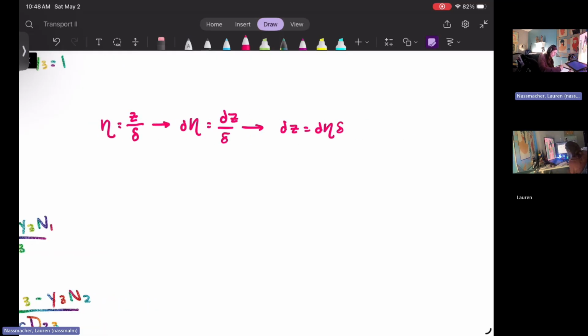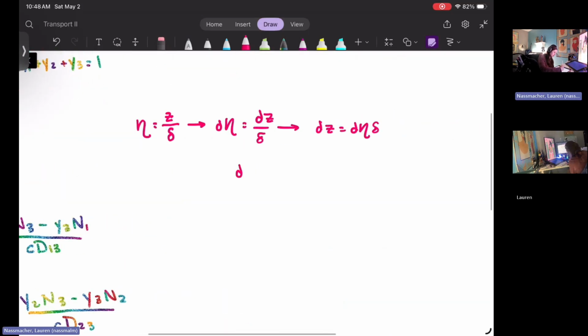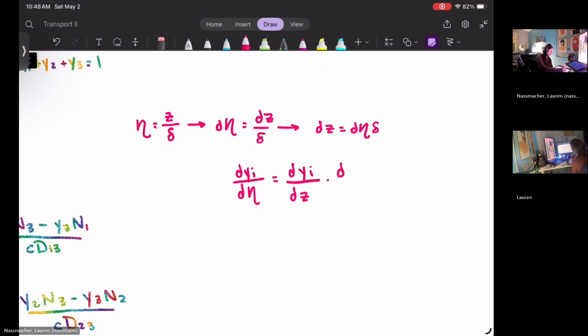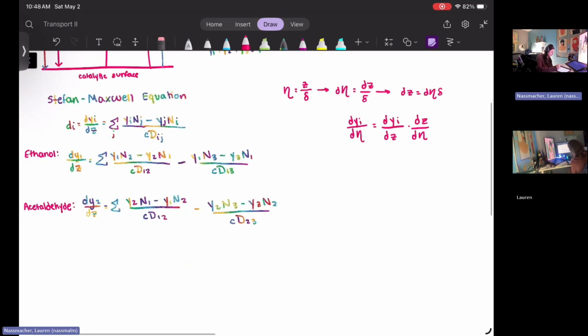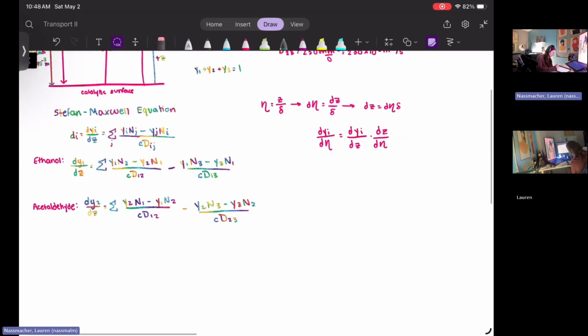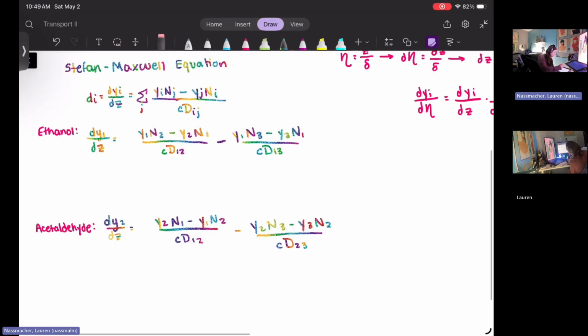So we can say that we take this right here. We want to change that into our change in the mole fraction of i over the change in N. And so that's going to be equivalent to a change in mole fraction of i divided by the change in dz multiplied by dz over the change in N. And now we can plug that into both of our Stefan-Maxwell equations we created for ethanol and acetaldehyde. Get rid of the sum, because we're doing the sum, we don't need that sigma in there.